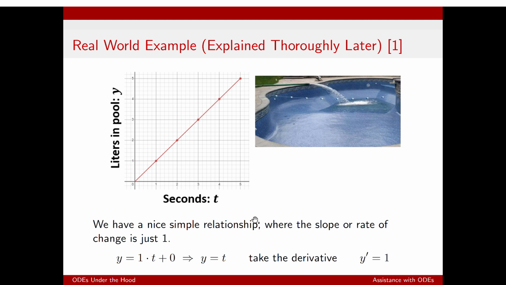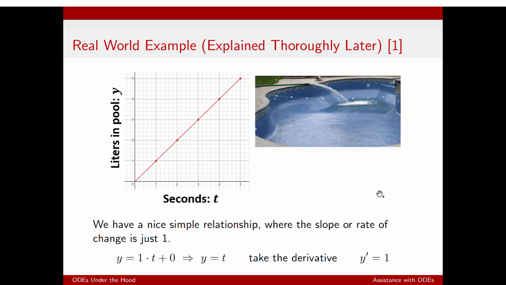Right, and the slope or rate of change is just 1. So if we have this equation here, y equals 1, this is our slope, times t plus 0, right, we're starting at 0. That's just going to be a nice simple equation, y of t. If we take the derivative, like we would be asked to in calculus, you get y prime equals 1, right? So at any instantaneous moment of time, the rate of change is this constant equal to 1.